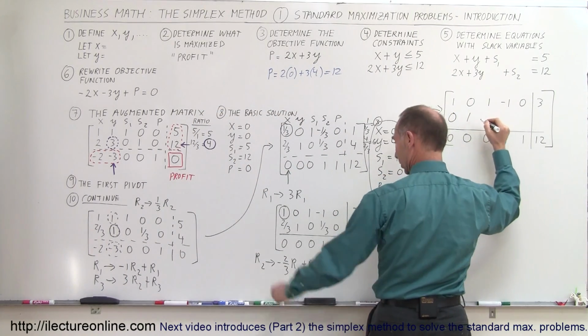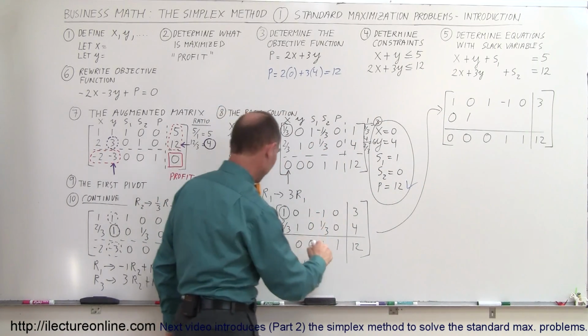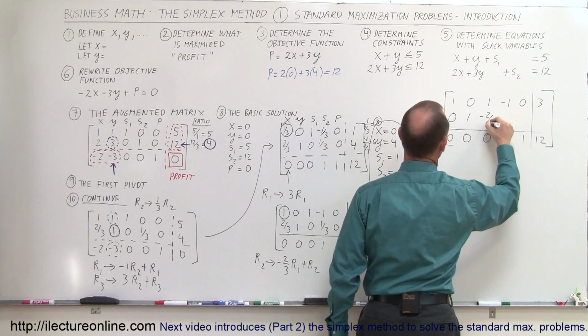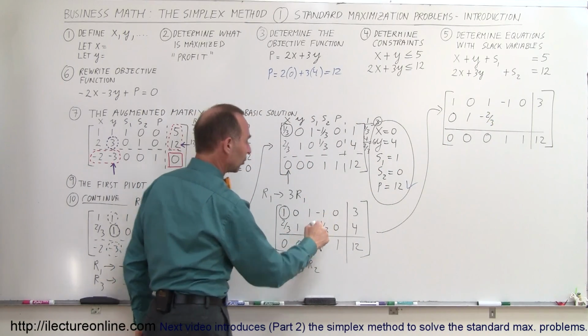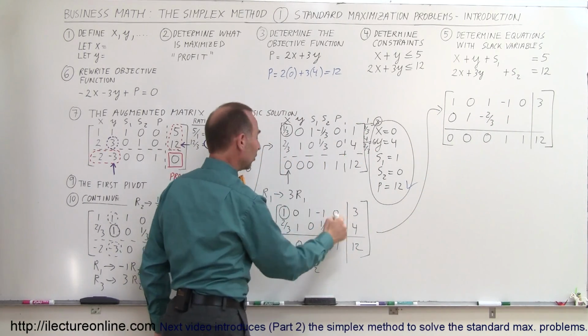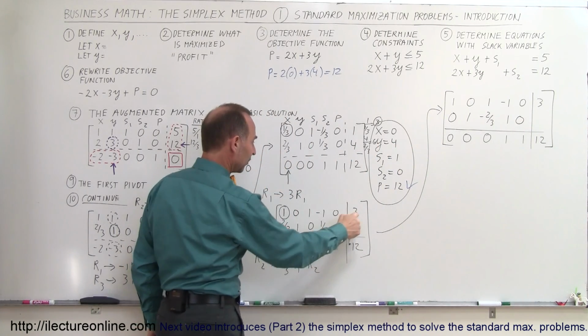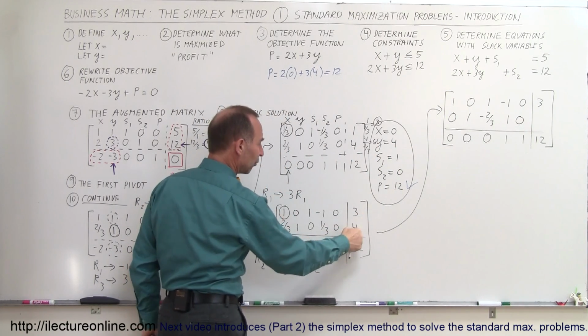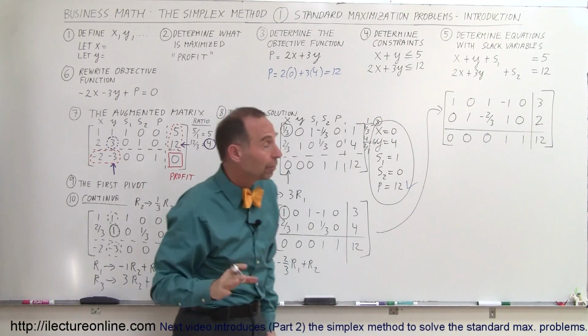Negative 2/3 times this, added to 0. Yeah, that will be negative 2/3. Negative 2/3 times a negative 1 is 2/3, plus a third is 1. Negative 2/3 times 0, that still gives me 0. And negative 2/3 times this gives me negative 2, added to 4 gives me a 2. Notice things have changed a little bit.